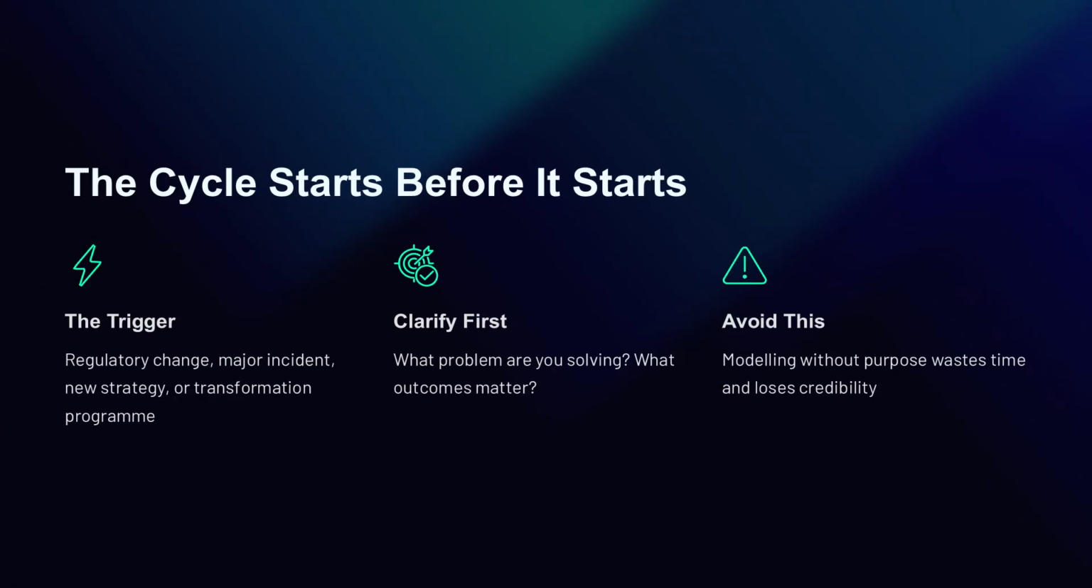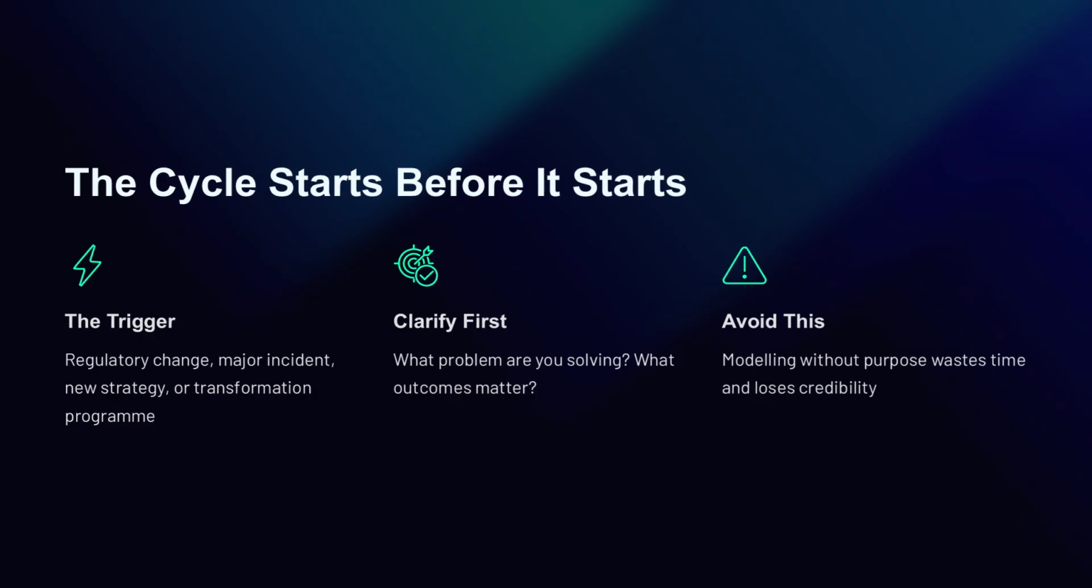With tailoring understood, you should see that the cycle begins before the formal phases even feel like they start. In the real world, you often begin with a trigger such as a regulatory change, a major incident, a budget decision, a new strategy, or a transformation program. Your first job is to clarify what problem you are solving and what outcomes matter. Because if you start modeling without purpose, you waste time. This early clarity sets the tone for the whole cycle. It ensures that the architecture development method is not a theoretical exercise, but a response to a real enterprise need with real accountability.